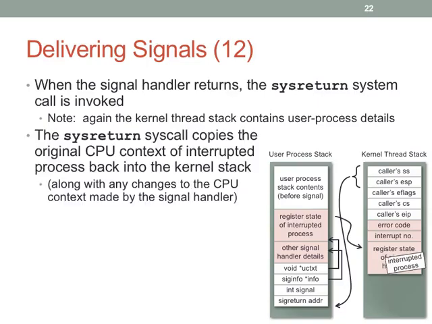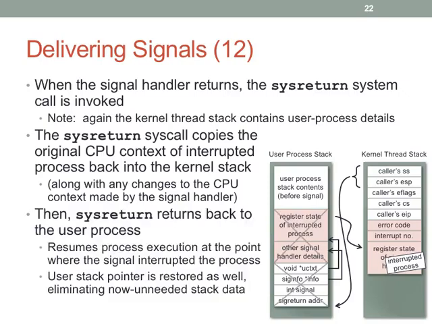So all sysreturn does is copy the CPU context of the interrupted process back into the kernel stack so that now when we return, the next time this process gets scheduled and we go back to the process, we will restore the interrupted process's context. Okay? And like I say here, this will include any changes that the user process may have made. So if we have the advanced signal handler and they manipulated ucontext, so they access the interrupted process's context, those changes will also be restored.